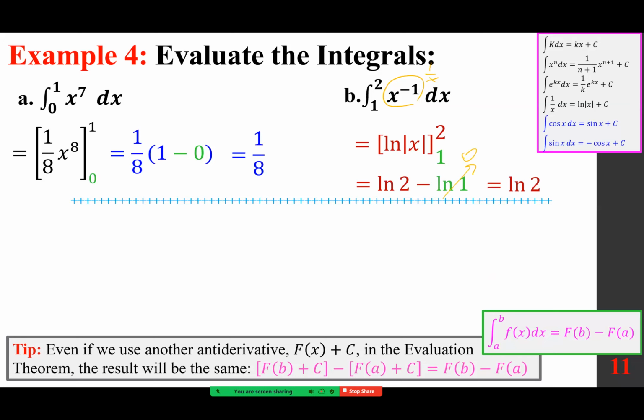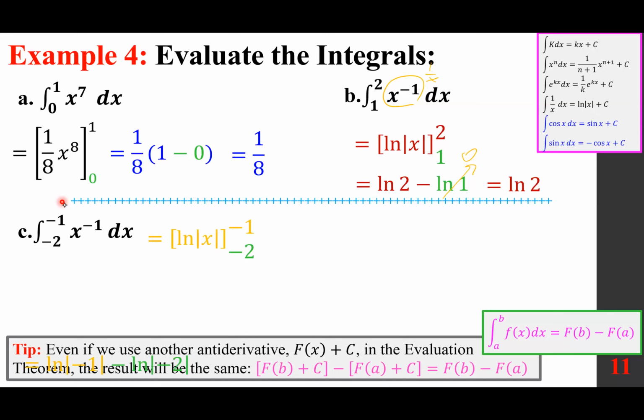Keep the exact answer. Now, if I didn't put an absolute value, would it make any difference? Because both 1 and 2 are positive. However, I'm going to use the same question, but different limits. And of course, if you don't use the absolute value, the result will be wrong. Why is that? Because you would write, for example, ln of negative 1, which doesn't exist, or ln of negative 2, which doesn't exist.